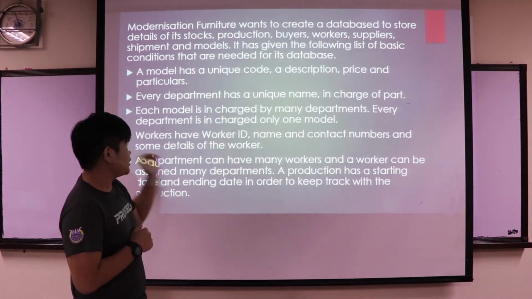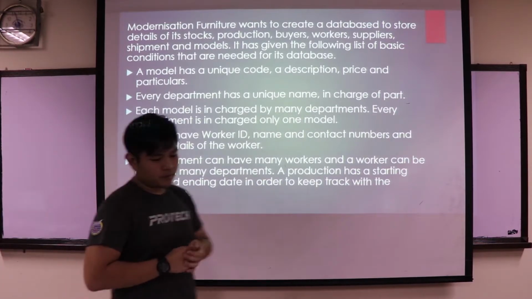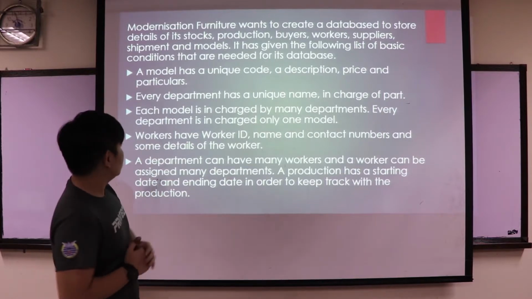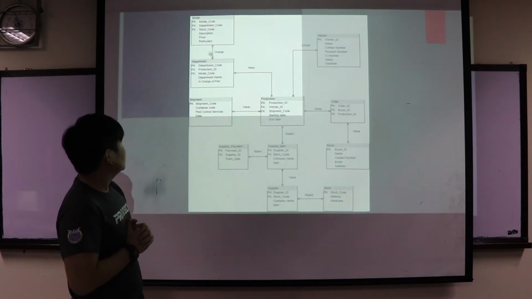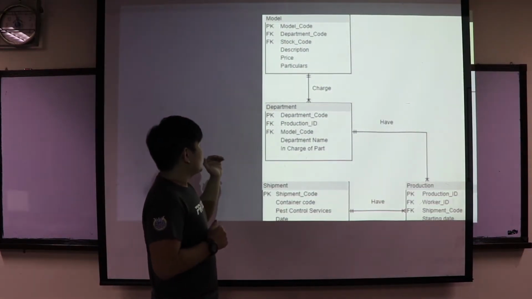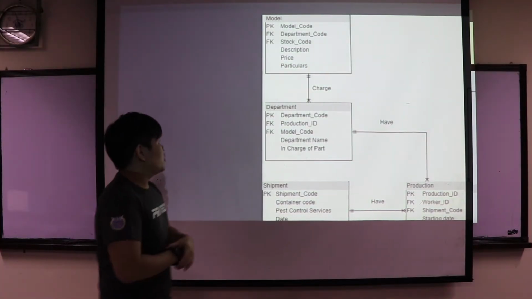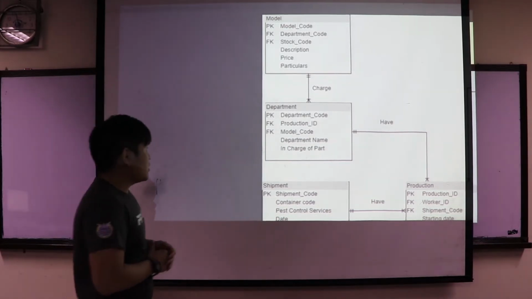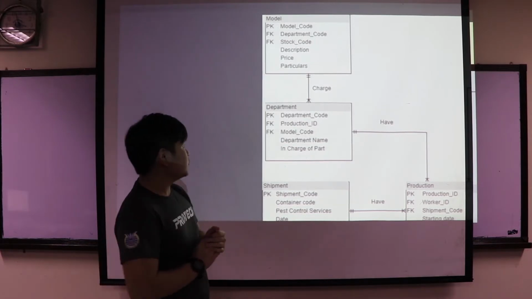And back to the question, in the third point, each model is in charge by many departments. Every department is in charge of only one model. Okay, going back to the diagram, a model and a department, their relationship is one to many. One model can be in charge of many departments, and one department can only be in charge of one model.